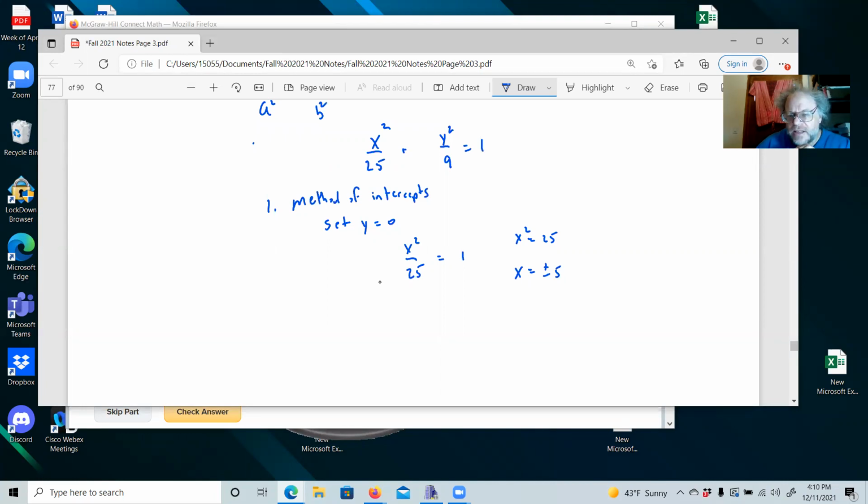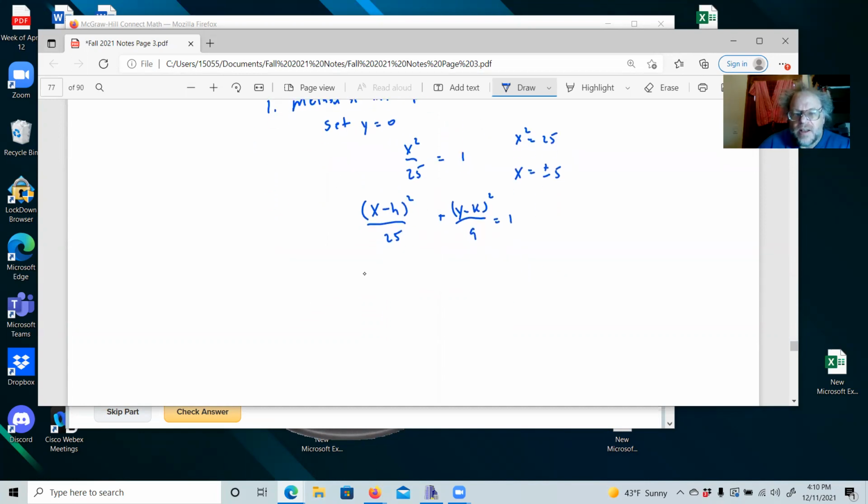Okay, the slightly more involved thing you're going to do, we could have (x minus h) squared over 25 plus (y minus k) squared over 9 is equal to 1. In this case, you're not going to set y equal to 0, you're going to set y equal to k. Okay, so the center would be (h, k). All right, we set y equal to k, so this term gets knocked out. Okay, this term goes to 0.